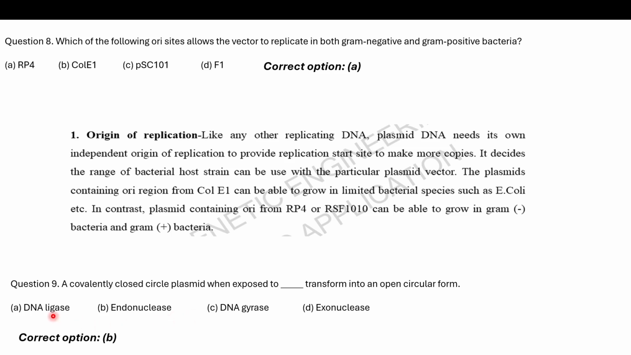Now, ligase joins two DNA ends. Gyrase is used during replication. Exonuclease is a nuclease which removes nucleotides at the ends of the DNA. But plasmid DNA is a circular double-stranded DNA. It doesn't really have any terminal ends. So endonucleases are the ones which actually cleave or digest DNA within the nucleotide sequence, not at the terminal points. Okay, so the option will be B, endonuclease.